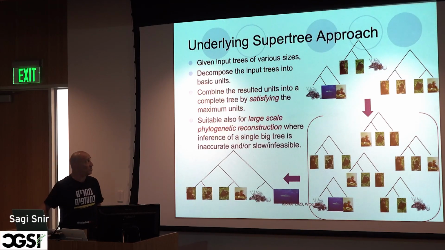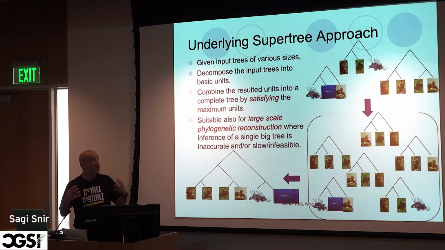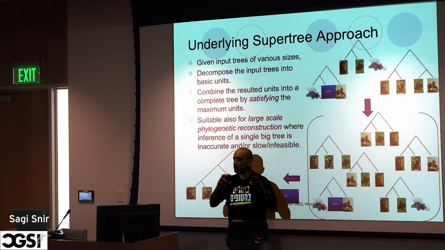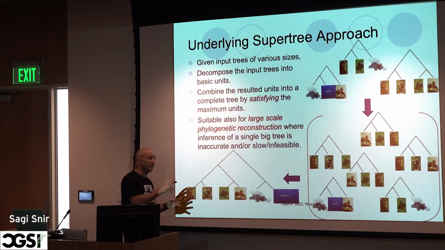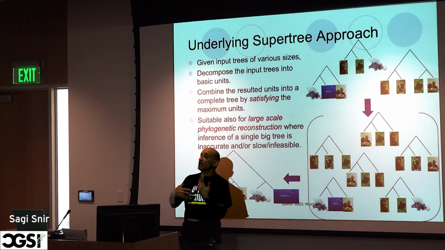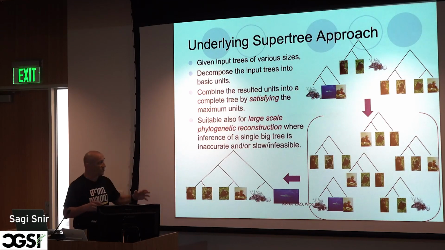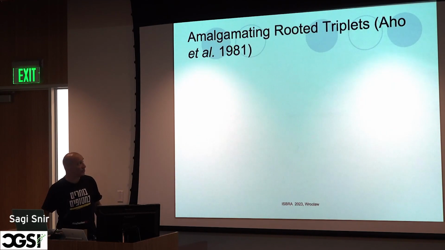Okay, so it's suitable also for large-scale phylogenetic reconstruction, where we have all the information, but we decompose it into small subunits, and we build small trees and join them together. So there are several steps here. That step is purely, in a way, combinatorial. It is not so much about parameters, just to combine these pieces together.